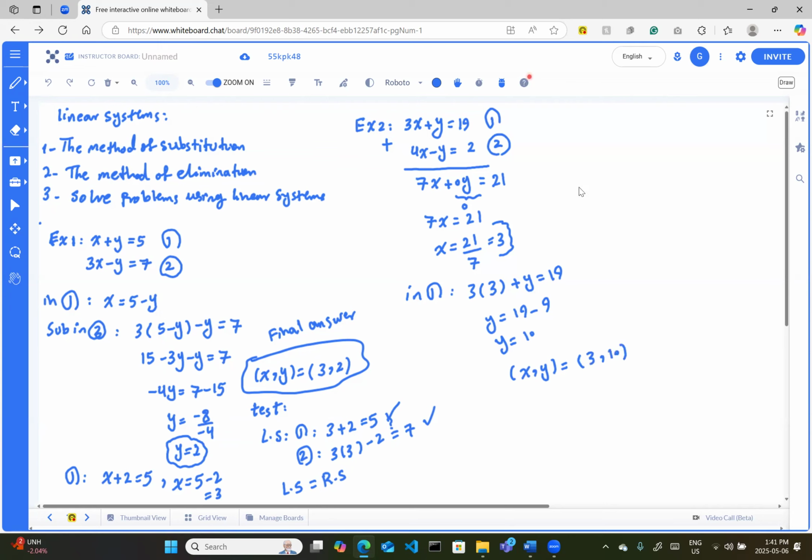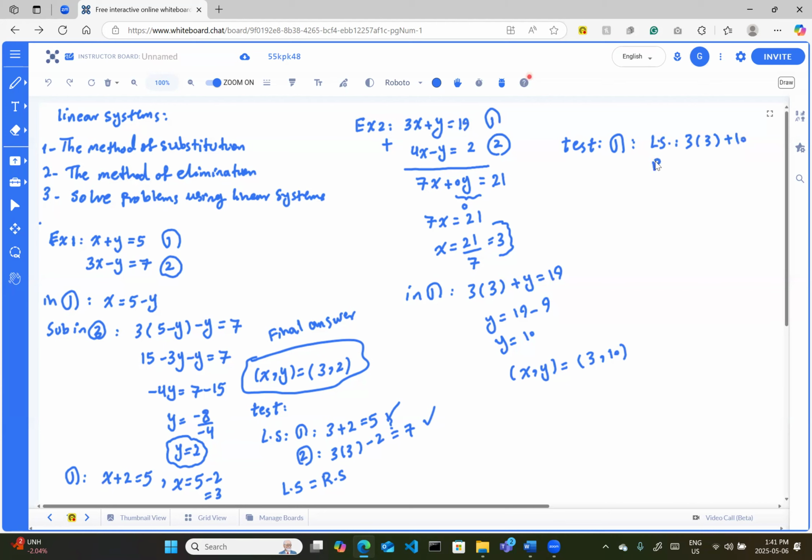So I highly recommend you do a quick test with the final solution. Just sub in the answer in each equation to make sure that the left side equals the right side in both equations. So let's try. We test the first equation. What we have in the left side is 3 times 3, and then plus 10.